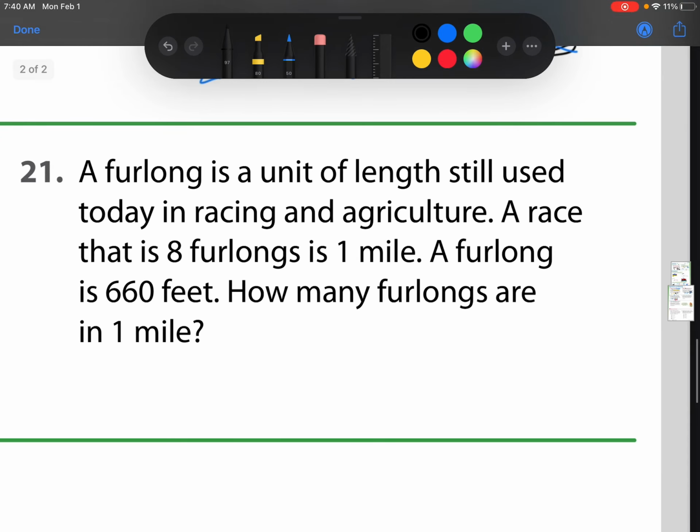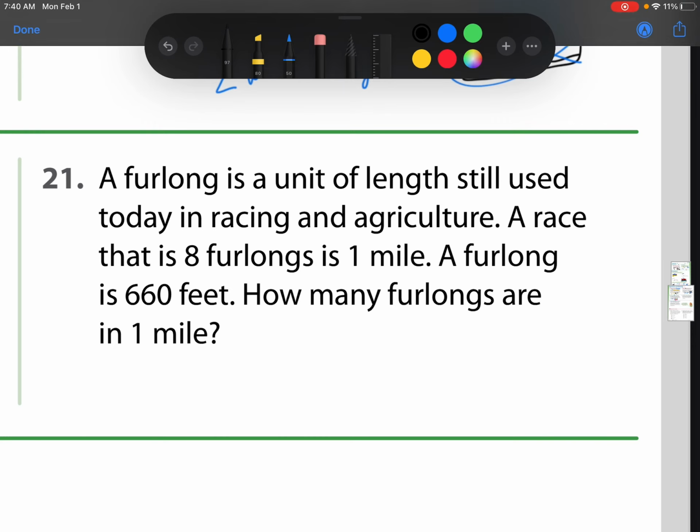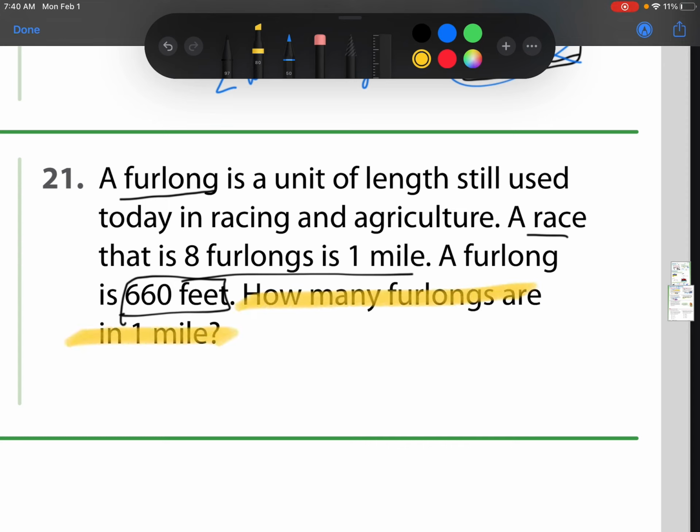So, they give us some extra information here. It says a furlong is a unit of length still used in racing today. A race that is 8 furlongs is 1 mile. A furlong is 160 feet. How many furlongs are in 1 mile? Well, notice it's asking us right at the top the answer that they already gave us to make sure we're paying attention. A race is 8 furlongs. So how many furlongs are in 1 mile? Well, it's just 8.